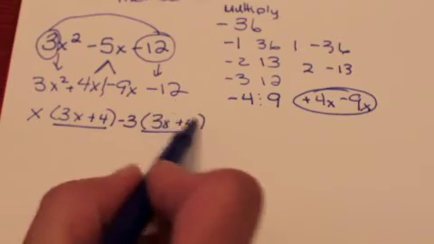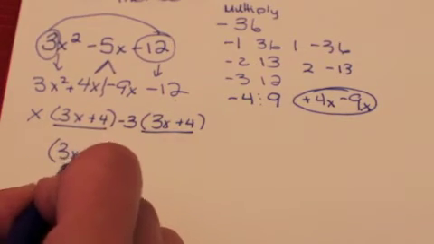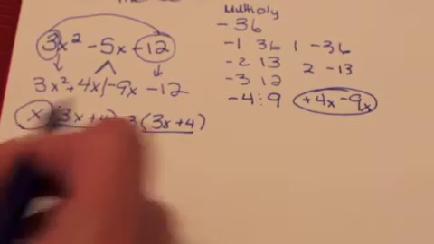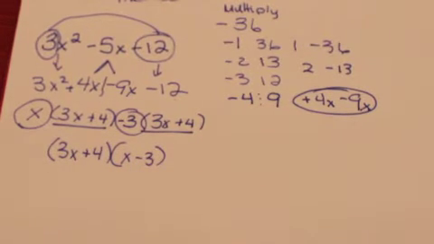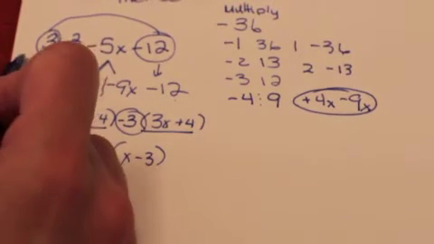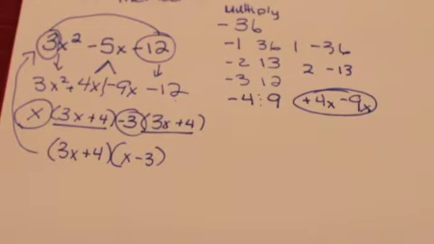Then we take 3x plus 4, that's the first set of parentheses, and x minus 3 is the second, and you're done. Now you can multiply those out to check your answer, but that's it.